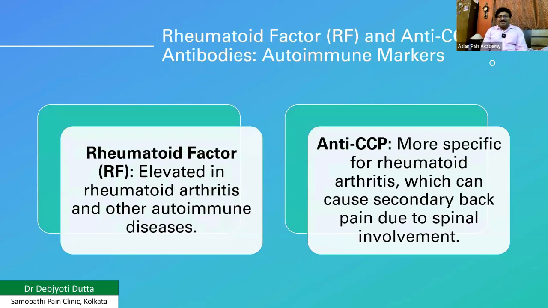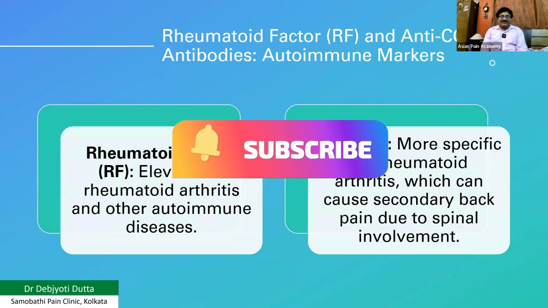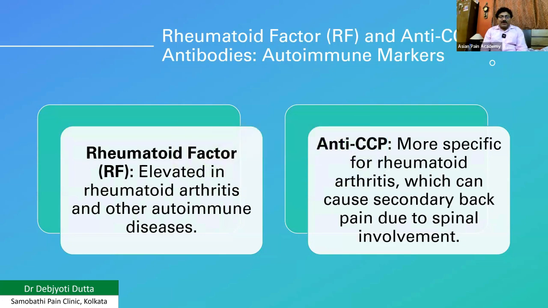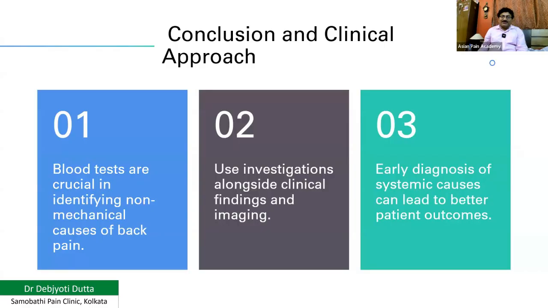Rheumatoid factor and anti-CCP. Though in rheumatoid arthritis back pain is not a very common symptom, it is more commonly a symmetric peripheral arthritis. But in some cases of rheumatoid arthritis, you might find elevated levels of rheumatoid factor and anti-CCP. Anti-CCP is more specific to rheumatoid arthritis, which can cause secondary back pain in some patients due to spinal involvement, though spinal involvement is much more common in spondyloarthropathy than rheumatoid arthritis.